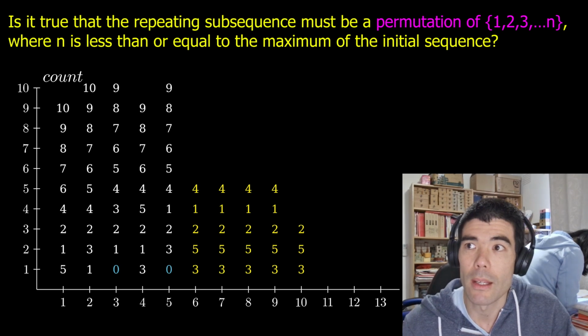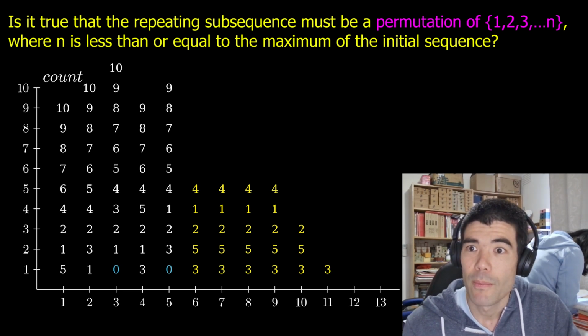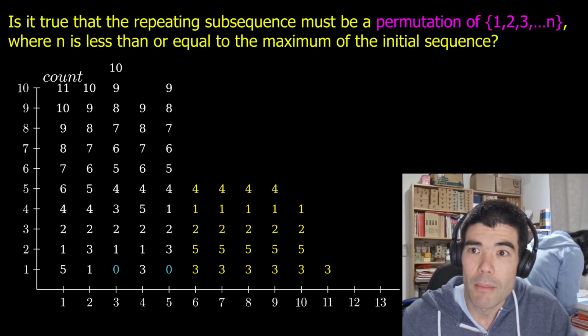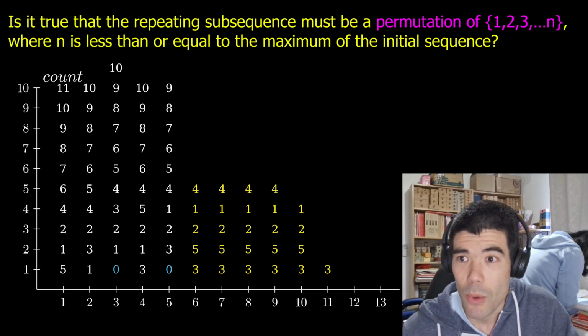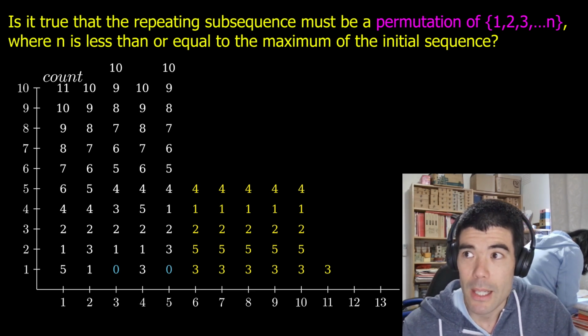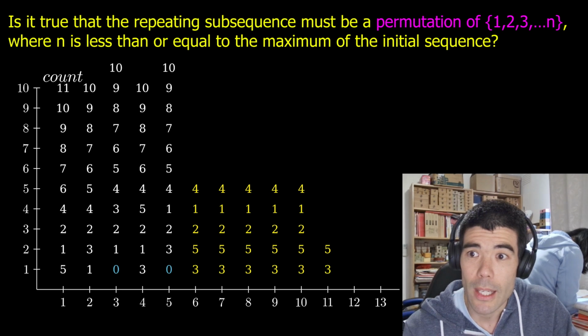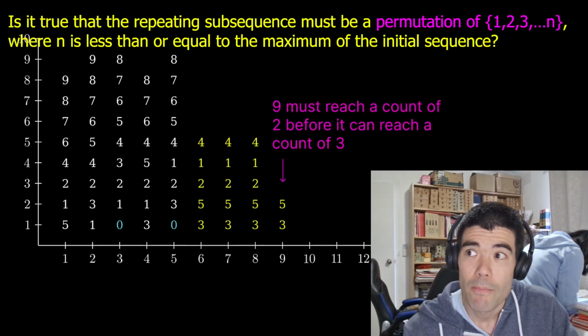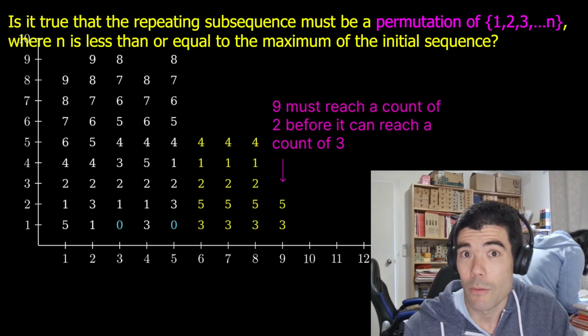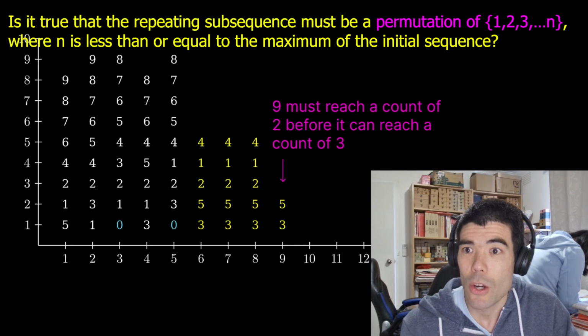Because that's just the way the sequence is defined. But each large number must appear once before it can appear twice. So similarly, it must appear x times before it can appear x plus 1 times. In this example, it's not possible for 9 to reach a count of 3 before it reaches a count of 2. Clearly that's a contradiction.